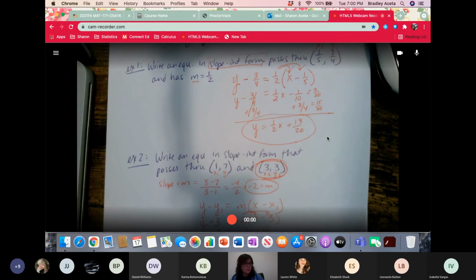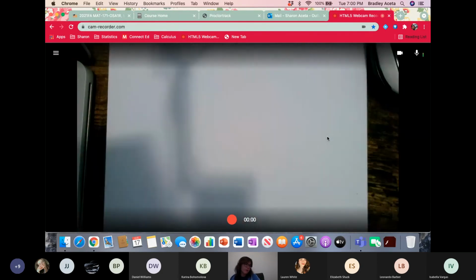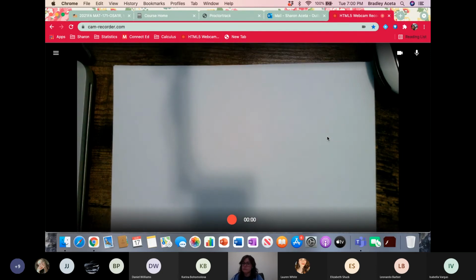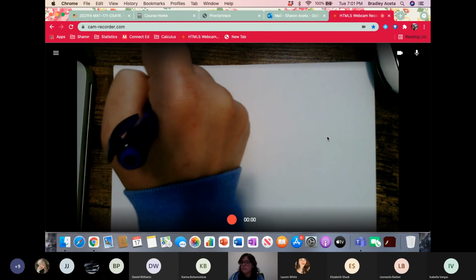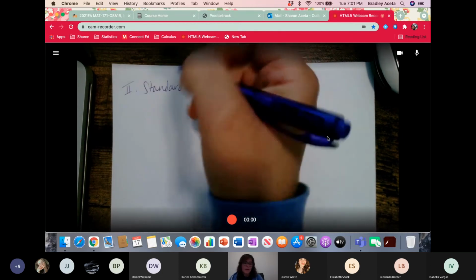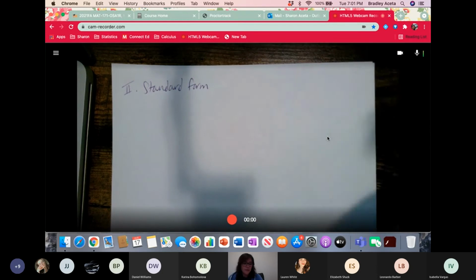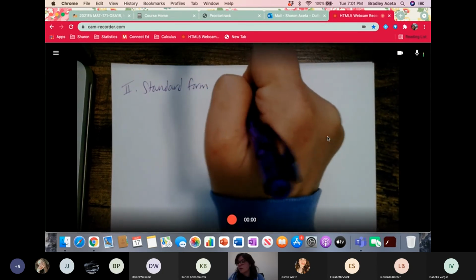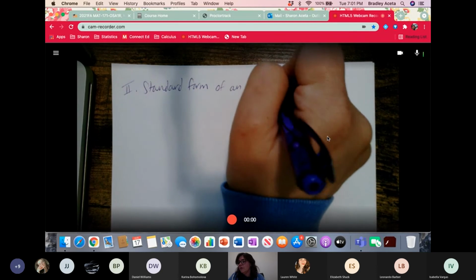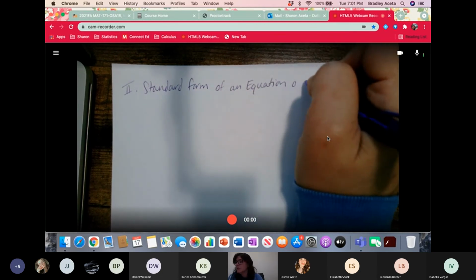Now, let's talk about standard form of an equation. Again, if you feel like I'm going too fast, I know that this is probably a review for many of you, but I am recording this so you can easily go back and just go over this portion of it. Standard form equation of a line.